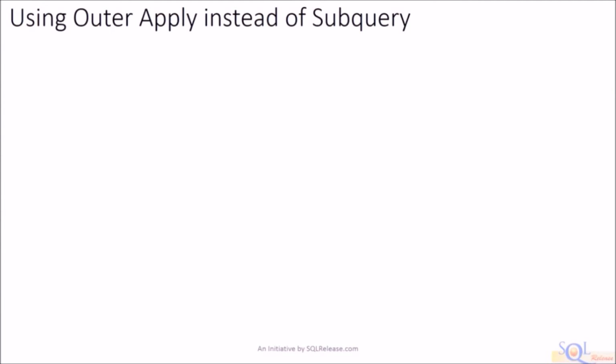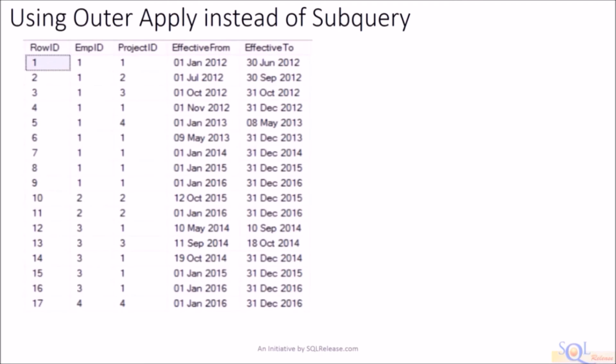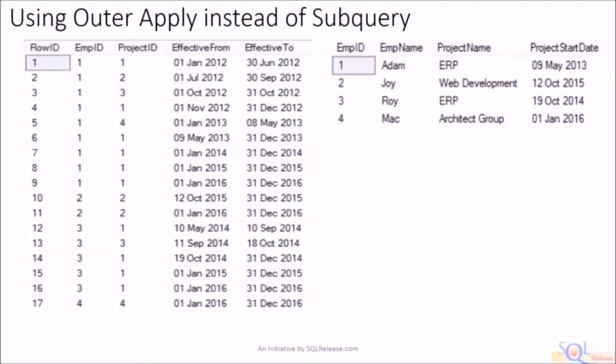Let's discuss the trick which can be used to extract the actual project start date for each employee. This is the employee project detail table and this is the required output. Let's consider employee ID 1 as an example to understand this. In order to extract the actual project start date for employee ID 1, firstly we will extract the project ID and start date on which the employee is currently assigned.